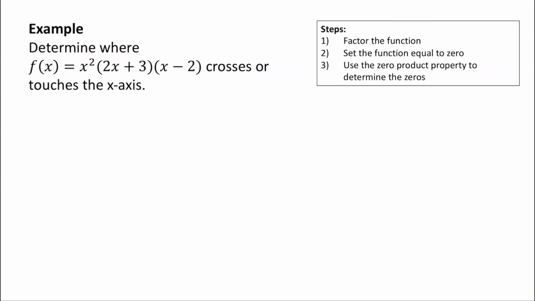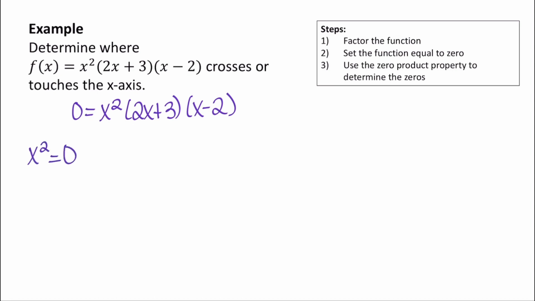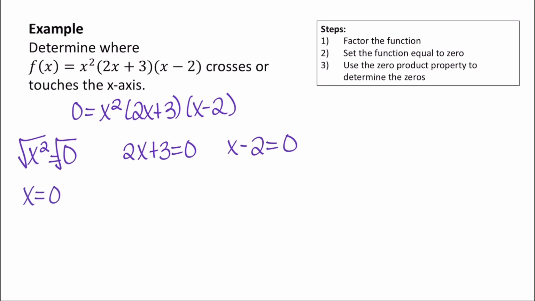So now let's determine where f of x equals x squared times (2x plus 3) times (x minus 2) crosses or touches the x-axis. We're going to start off by setting the function equal to 0. So we have x squared times (2x plus 3) times (x minus 2). We're going to set each factor equal to 0. So we have x squared equals 0, 2x plus 3 equals 0, and x minus 2 equals 0. We're going to solve each of these for x. Here we can take the square root on both sides, and that's going to give us x equals 0.